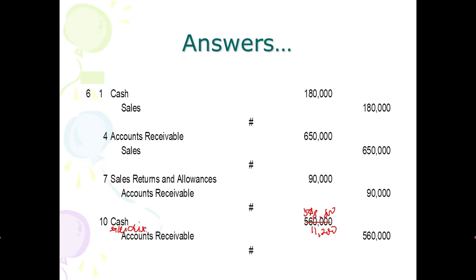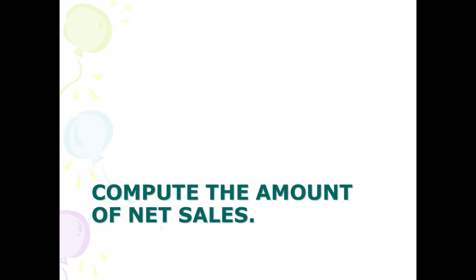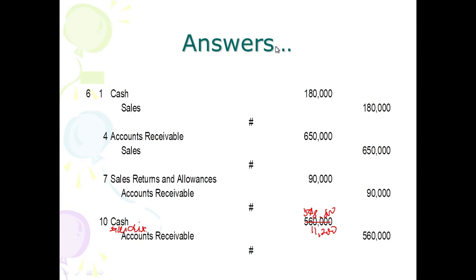Before we proceed, the next question would ask you to compute the amount of net sales. To compute net sales, we need gross sales. To compute gross sales, we simply highlight all the sales we made during the period. Remember, gross sales is the total of cash and credit sales. So our gross sales is 180 plus 650, a total of 830,000.